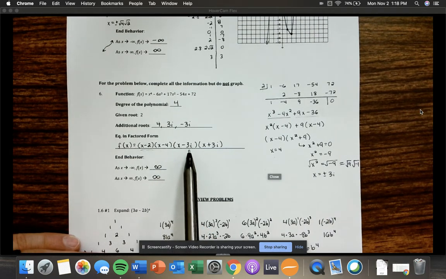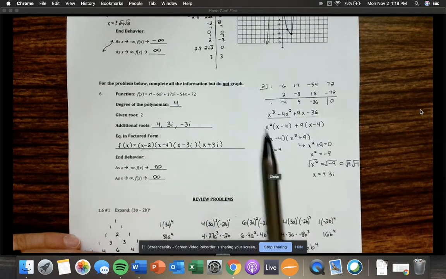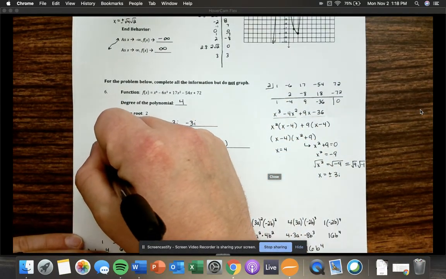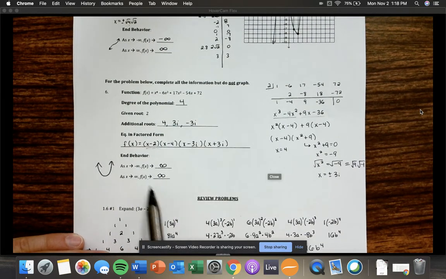So I can write those as factors as well. It's got a degree of 4, and it's got a positive leading coefficient. So I know my end behavior is that smiley face, so they're both going up towards infinity.